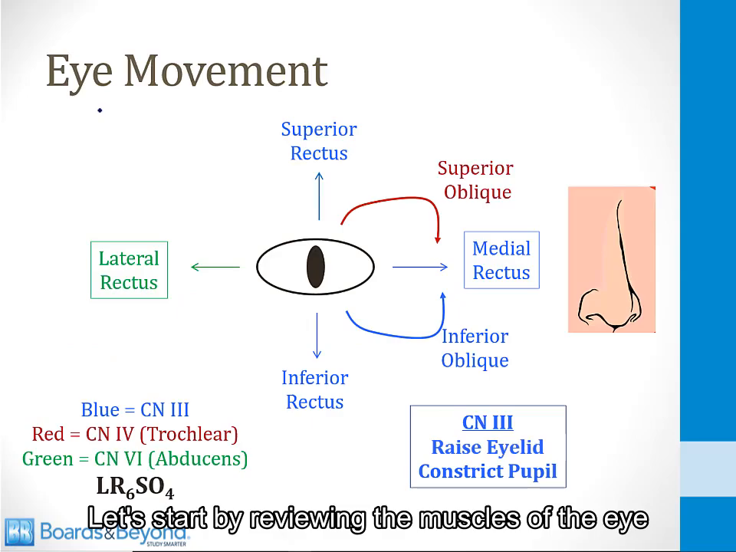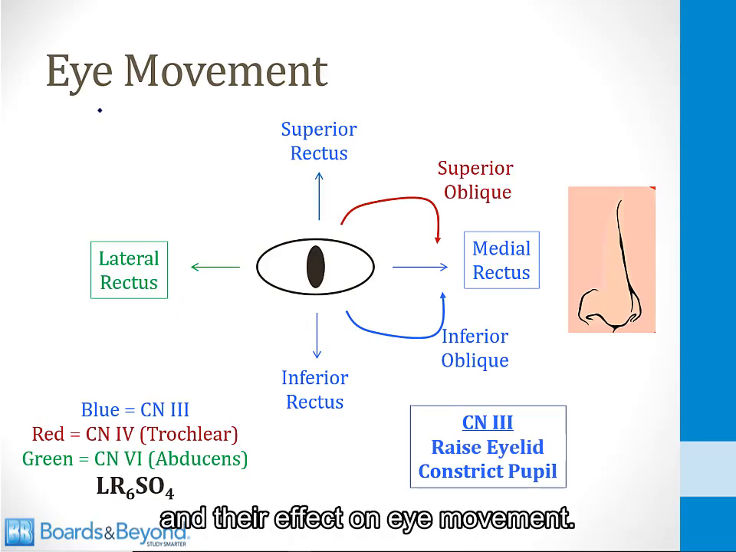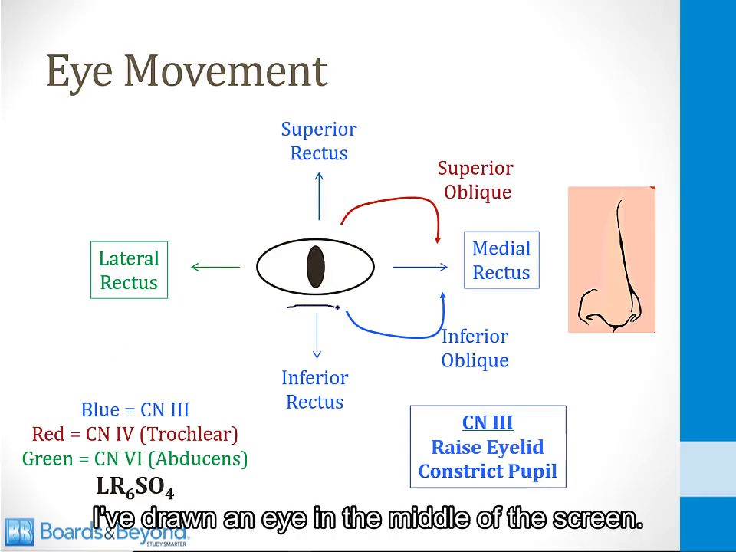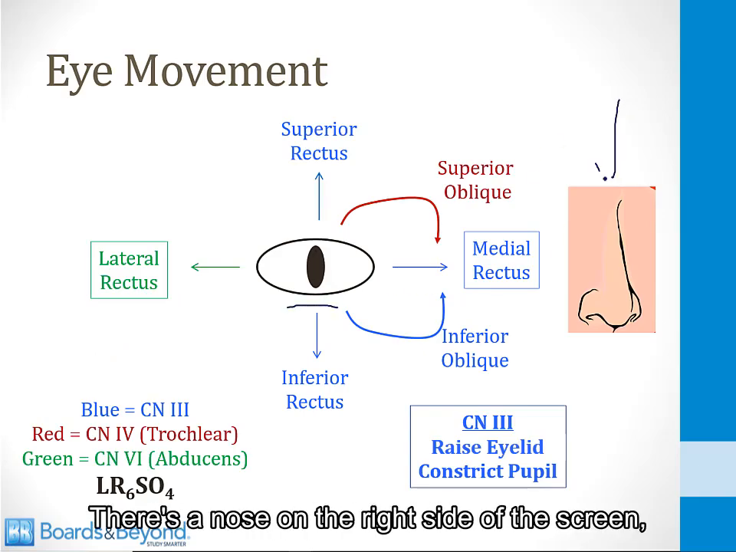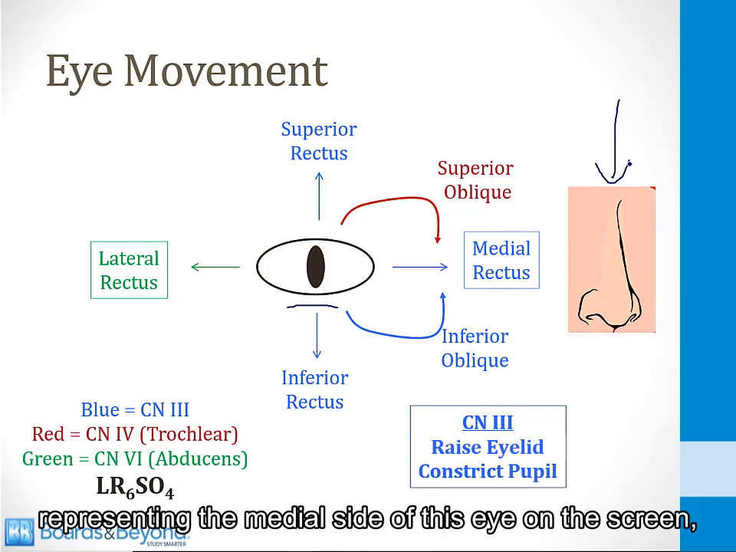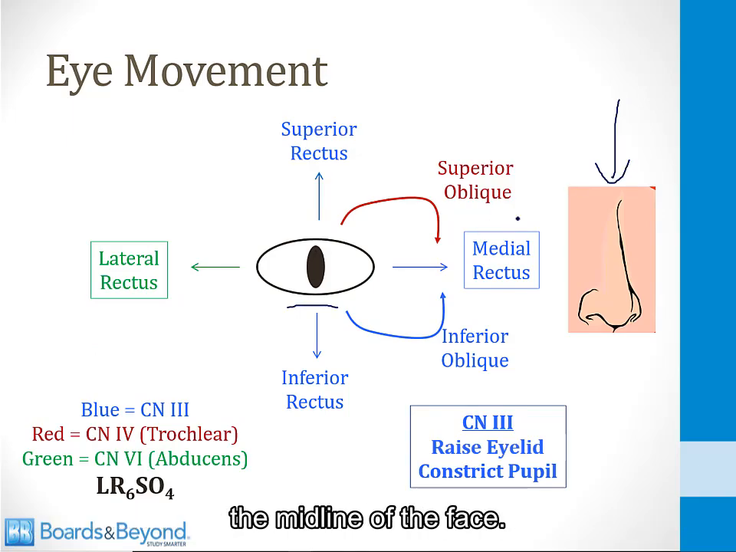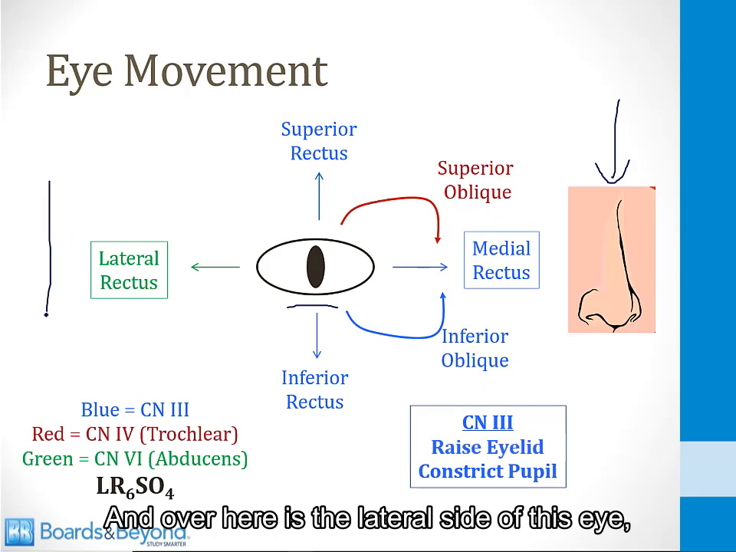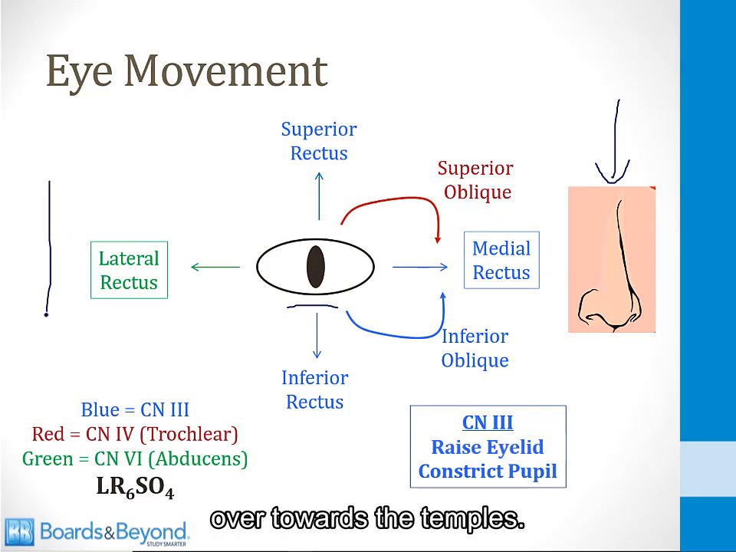Let's start by reviewing the muscles of the eye and their effect on eye movement. In order to do this, I've drawn an eye in the middle of the screen. There's a nose on the right side of the screen representing the medial side of this eye, the midline of the face. And over here is the lateral side of this eye over towards the temples.